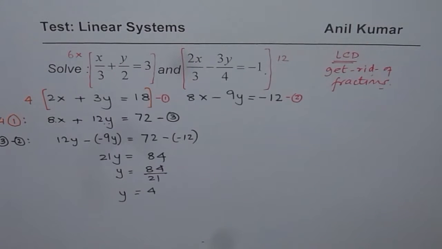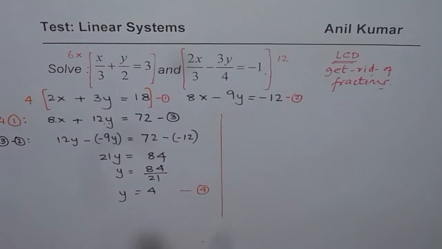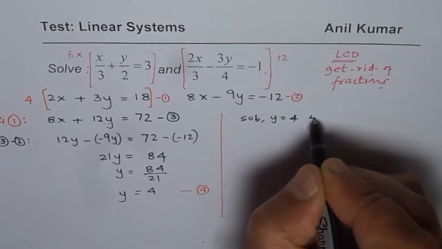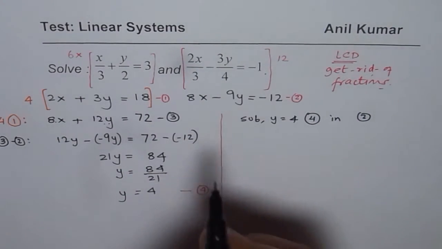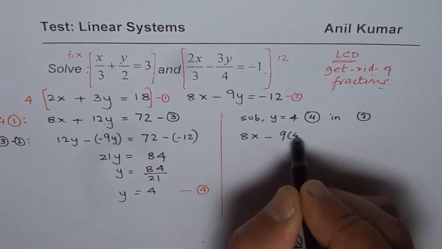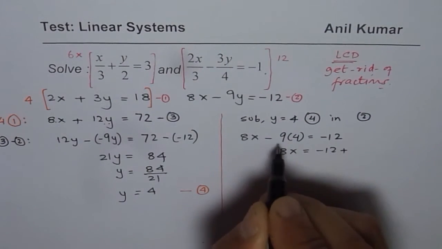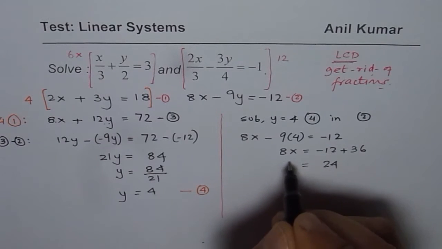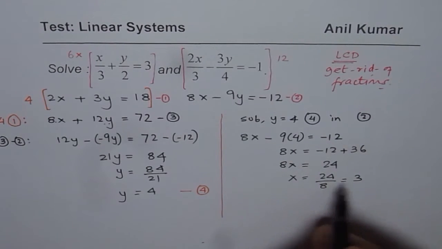Once you find y, you can substitute it. We'll call this equation 4. Now you can substitute y in one of your equations and calculate x. So let us substitute y = 4 in equation 2. We get 8x - 9 times 4 = -12, or 8x = -12 + 9 times 4, which is 36. So 36 minus 12 is 24. 8x = 24. x = 24 divided by 8, which is 3. So we get an x value of 3.